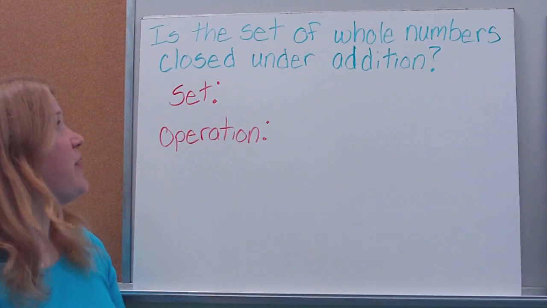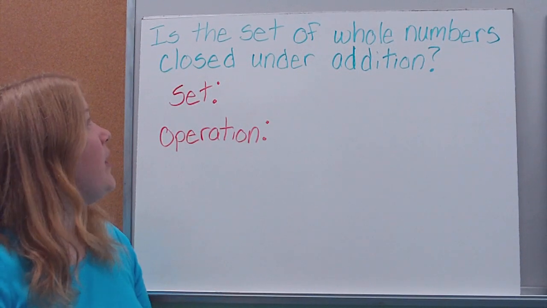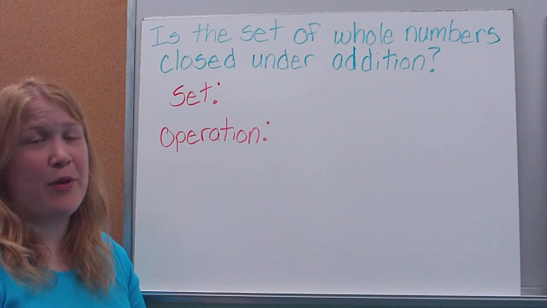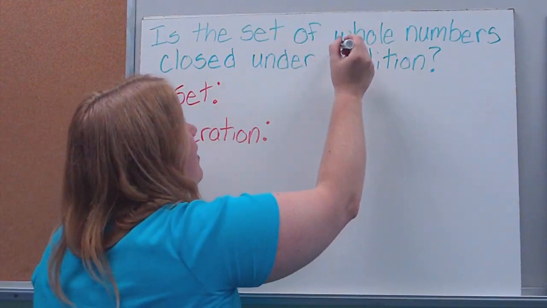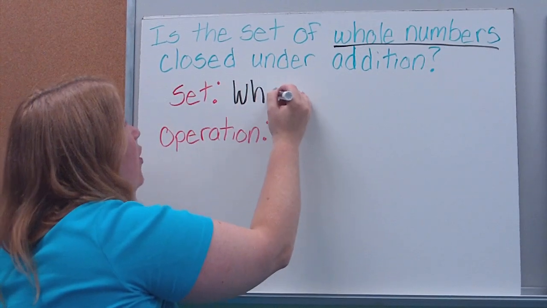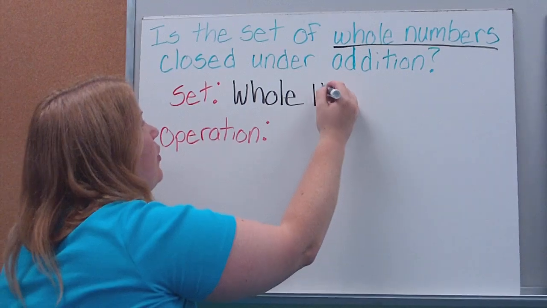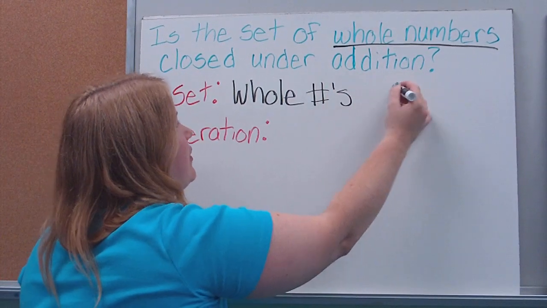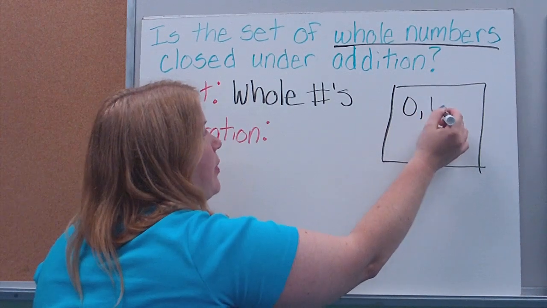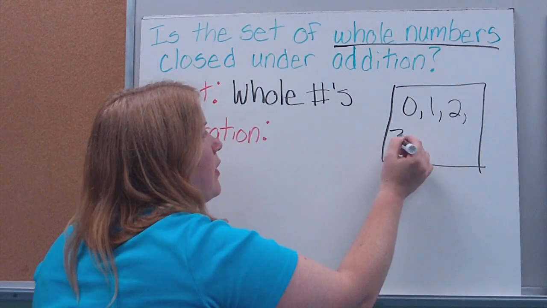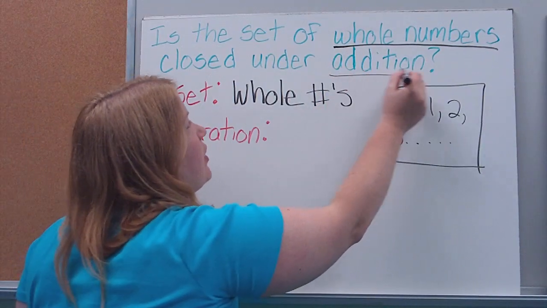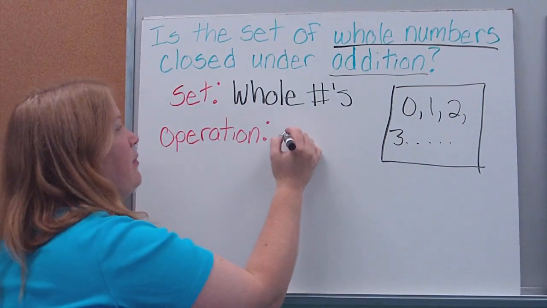So this one we're going to work through together. So is the set of whole numbers closed under addition? So step 1 tells me to identify my operation and my set. The set of, well, it tells me whole numbers. So my set is whole numbers. What does that include? Well, that includes anything, I'm going to draw my little box here, from 0 on up. Whole numbers. And it wants to know if they are closed under addition.